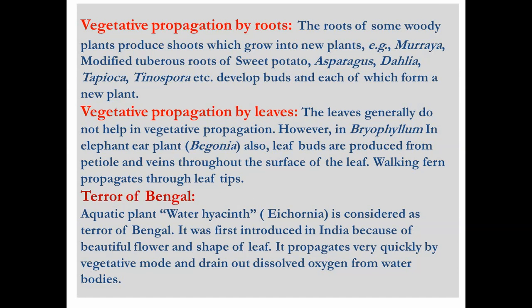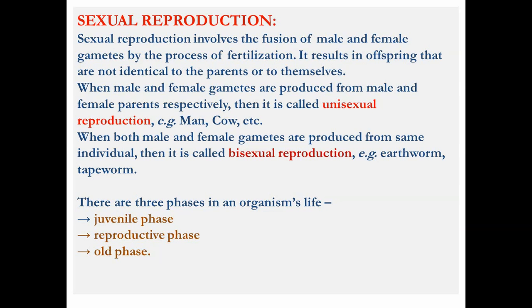Now, so this is about the asexual reproduction. Now, students, we'll start with sexual reproduction. Now, what is sexual reproduction? Sexual reproduction involves the fusion of male and female gametes by the process of fertilization. It results in offspring that are not identical to the parents or to each other. Means they are completely different from each other and also from their parents.